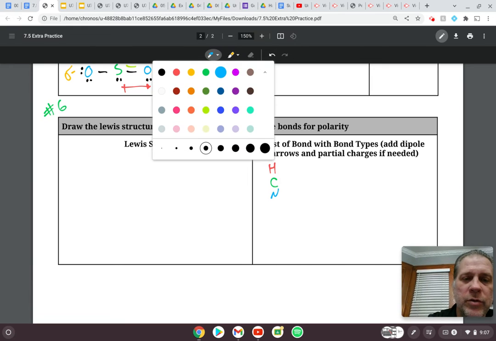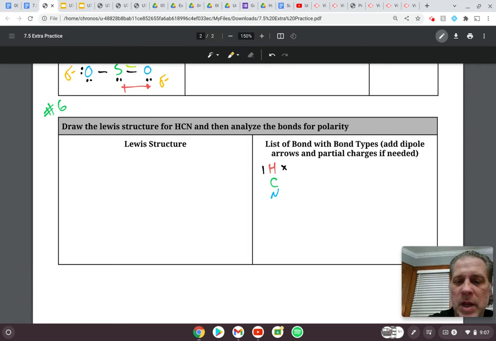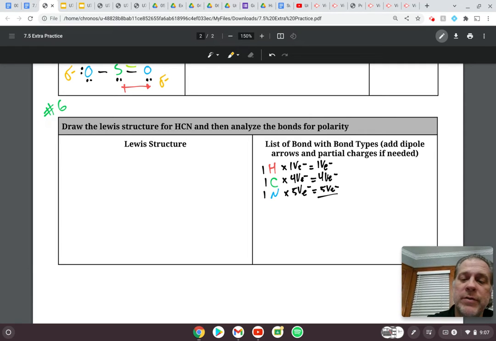Now I know that there is one hydrogen times one valence electron. So that's one valence electron. There's one carbon times 4 valence electrons, and one nitrogen times 5 valence electrons. 4 and 5 is 9, plus 1 is 10 total valence electrons.